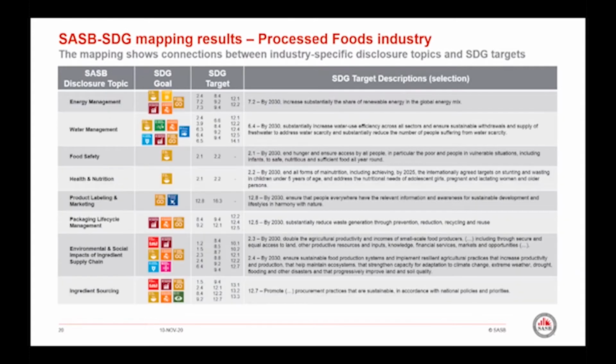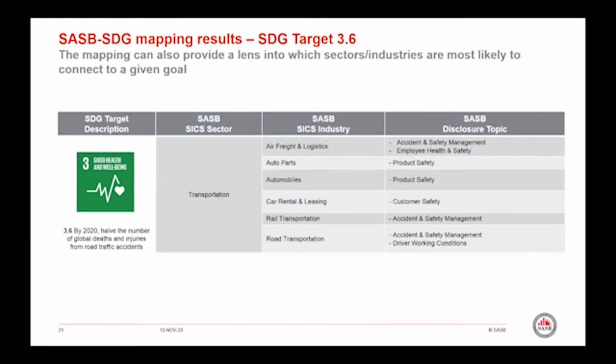I'm going to skip this slide here. It's kind of the same idea, but for another industry. This is the processed food industry. Another thing that you can do with the SASB SDG mapping is actually look at those connections from the other perspective. And this is what this slide is showing. Instead of looking at which disclosure topics within an industry map to certain SDGs, we're looking at which industries map to a given SDG target.